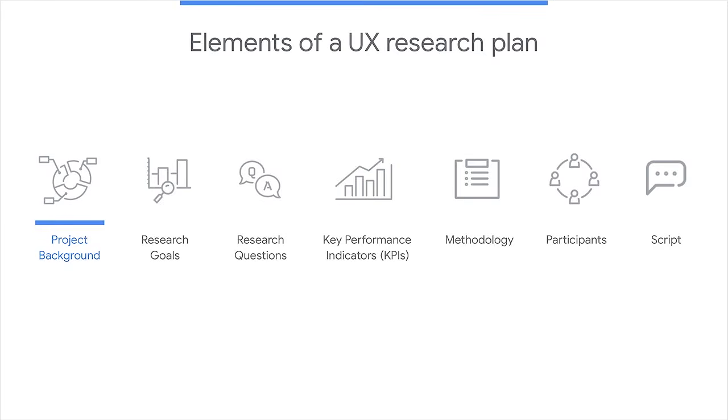Let's start by examining the project background of a research plan. This element summarizes the situation leading to the needs for this research. It's a brief explanation you can give to anyone who asks why you're doing this research. Why is the project background an important part of your research plan?